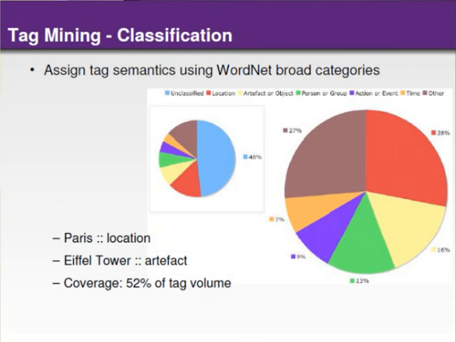So if you cross this tag data with WordNet, you get this distribution. The red one, the biggest one, is location. So the most used tag is location, the city, the place, and so on. The second one, apart from the other, is artifact or object. The third one is person or group. And the fourth is action or event. So you have entities here. I will get back to that. Entities of place, entities of name, entities of time.